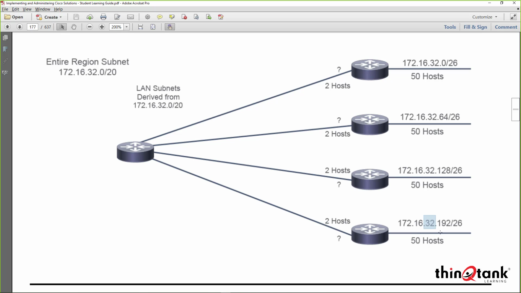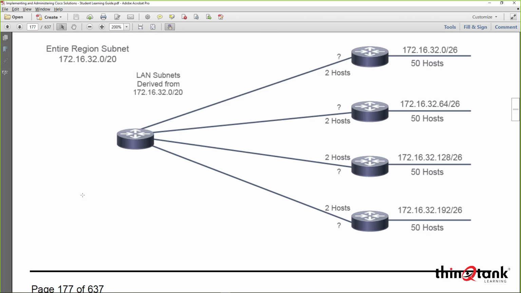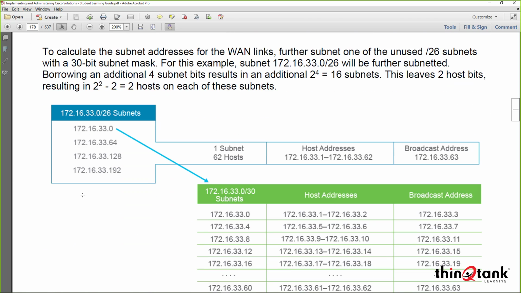So maybe I just take the 33 block, and instead of allocating the 33 networks as /26s, I start at 33 and I start breaking those down into /30s. All right, so 33.0/30, 33.4/30, 33.8/30, and so on. And that's most likely what they're going to do in this particular case. To calculate the subnet addresses for the WAN links, further subnetting of one of the unused /26 subnets with a 30-bit mask could be done.